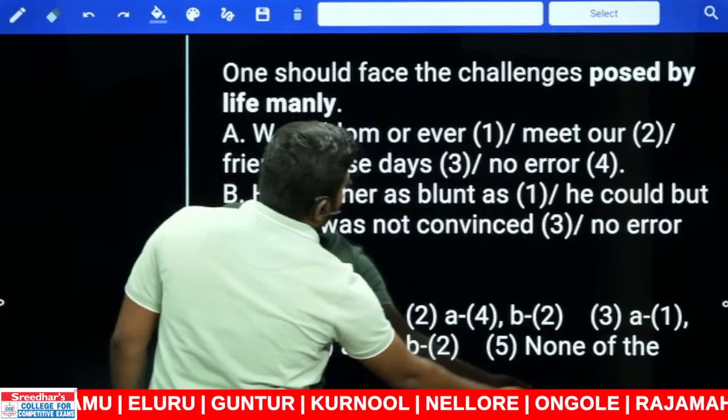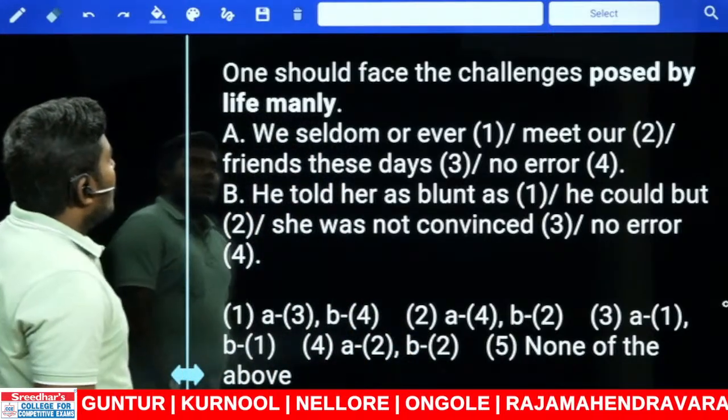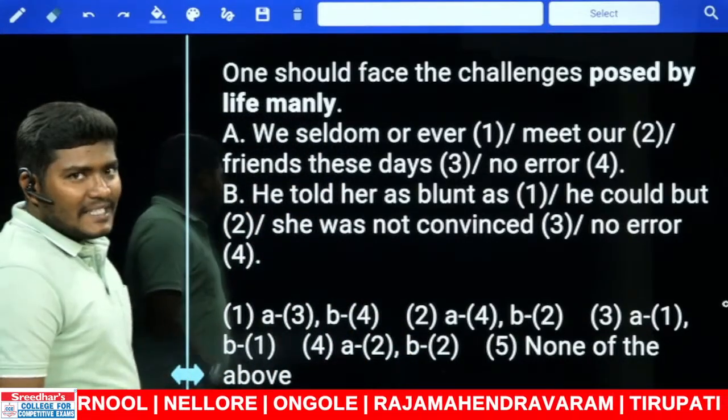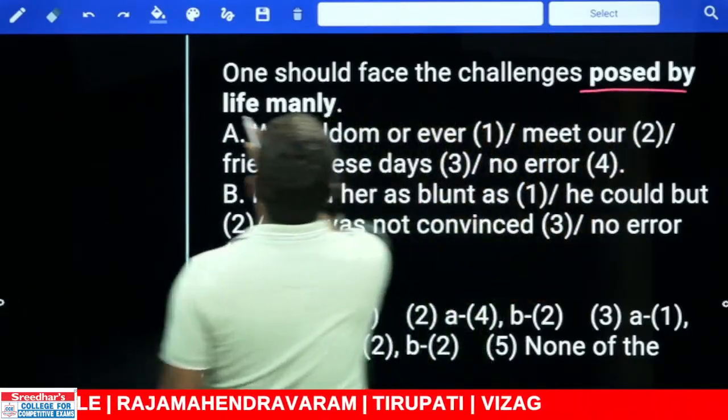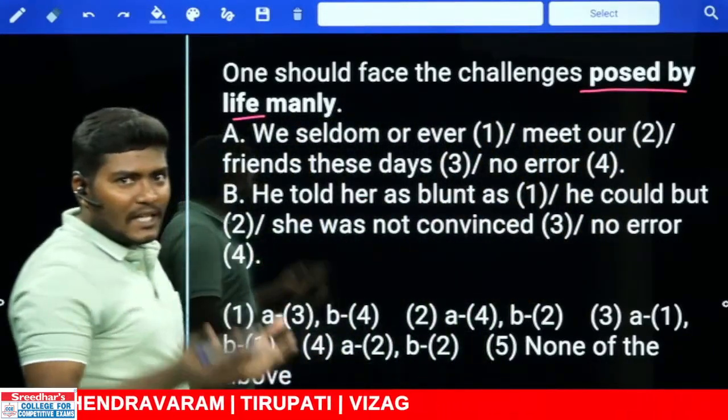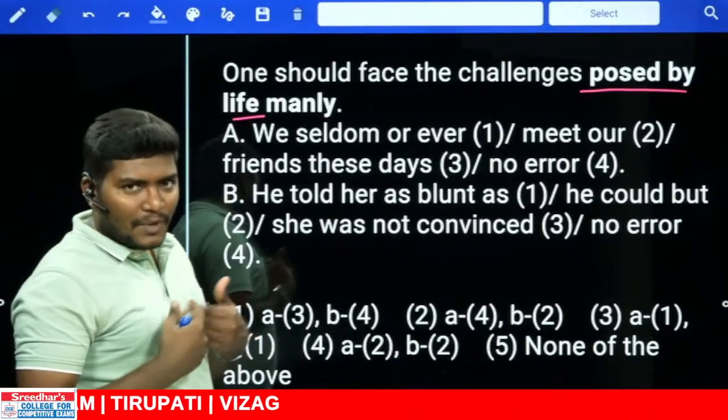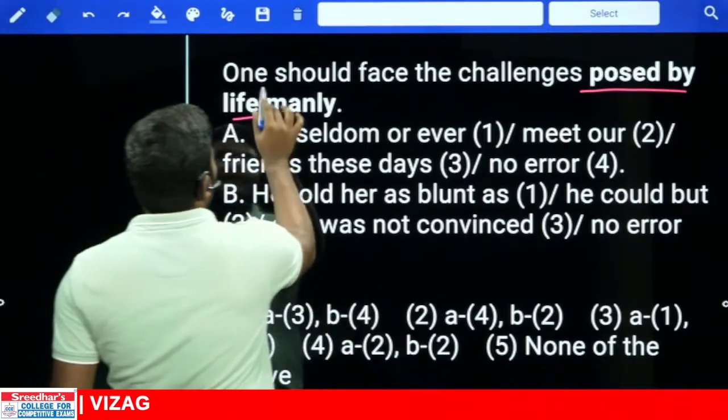Let us try to check the word. One should face the challenges. How they should face the challenge, we don't know. Poised by life. Whatever the challenges that are given by life. Poised by life is nothing but given by life. How we should face them?